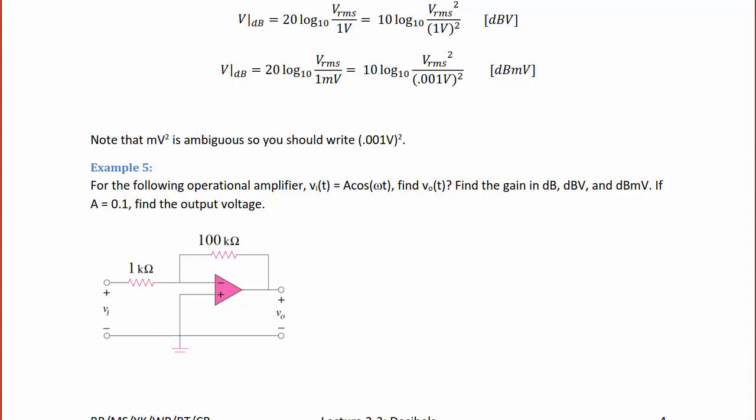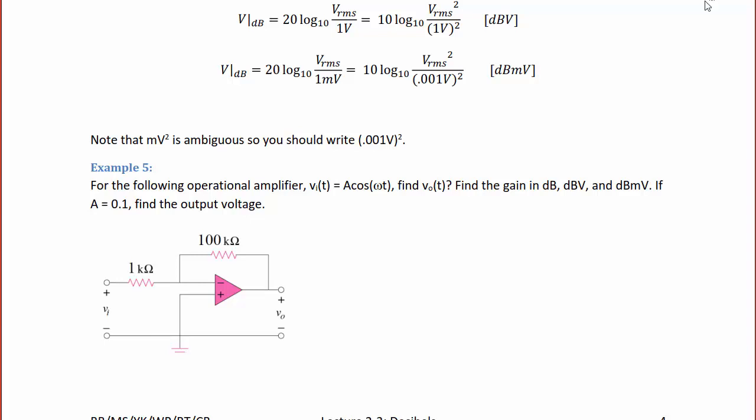Example 5. For the following operational amplifier, the input voltage is A cosine omega t. Find V naught of t, then find the gain in decibels, dBV, and dBmV. Assume A is equal to 0.1, and then find the output voltage.